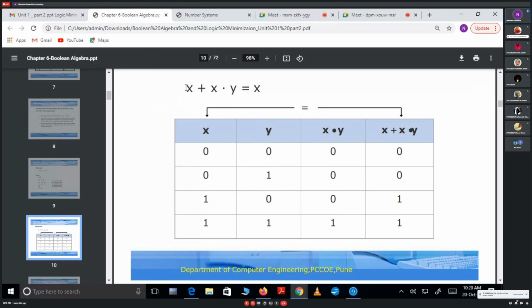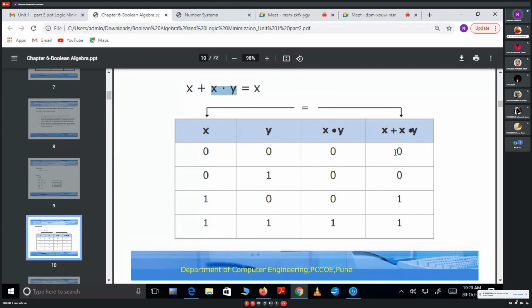Now, what you can see, this complete expression is written in terms of a truth table. Why am I telling this? Because in terms of truth table, you will understand it better, instead of understanding directly why this is equal to this. So x plus x dot y. Instead of directly calculating this, you just calculate this first. So x dot y is calculated.